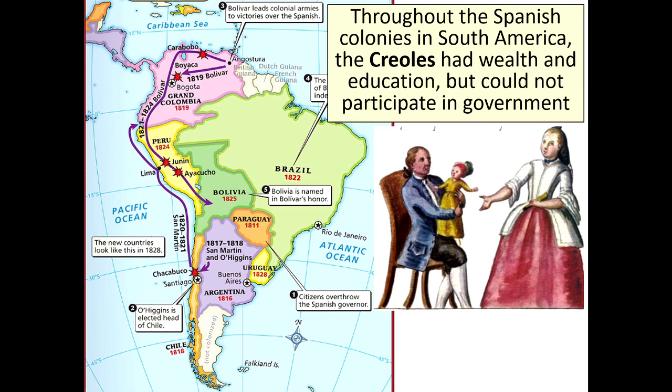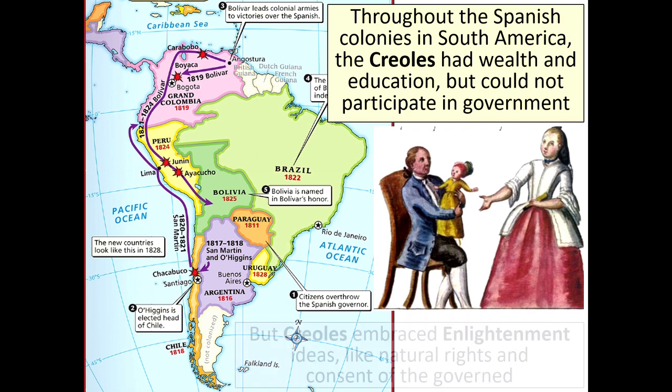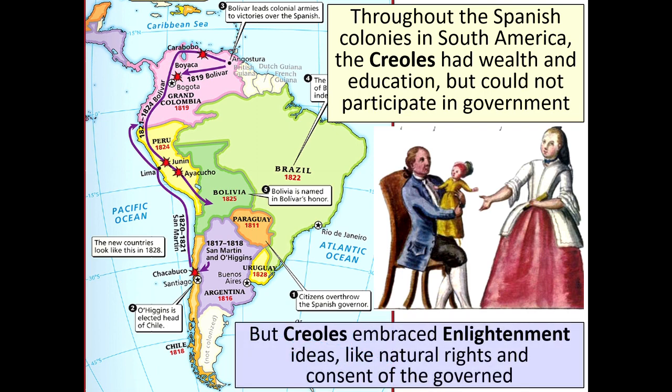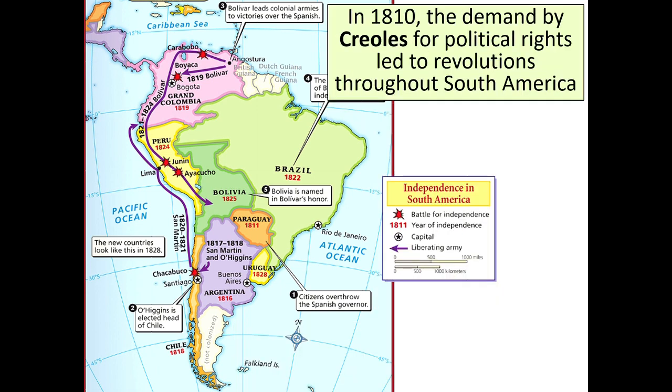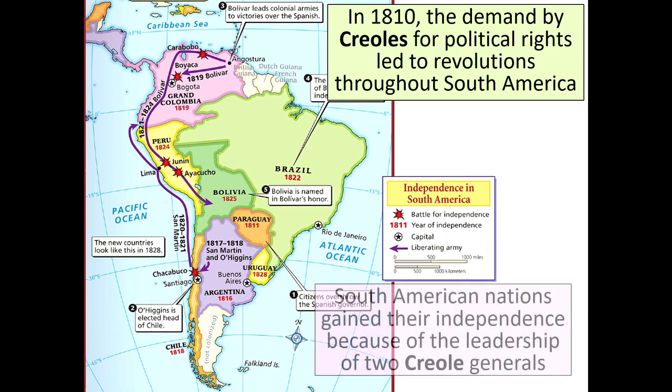Throughout the Spanish colonies in South America, the Creoles had wealth and education, but could not participate in government. But Creoles embraced Enlightenment ideas like natural rights and consent of the governed, which we've already learned about. In 1810, the demand by Creoles for political rights led to revolutions throughout South America. South American nations gained their independence because of the leadership of two Creole generals in particular.